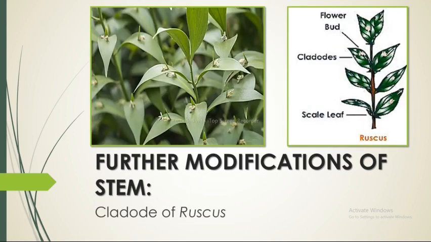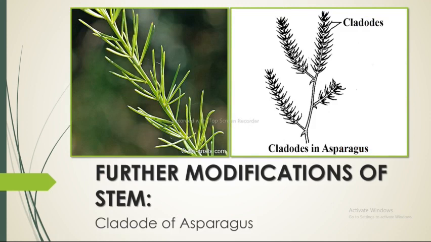Further modifications of stem. This is the cladode of Ruscus. In this figure, you can see the flower bud, cladodes, and scale leaf of Ruscus, as shown in the figure. Further modifications of stem include the cladode of asparagus. So these are the cladodes in asparagus, as shown in the figure.